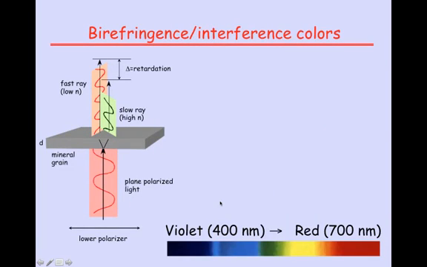So what's happening with birefringence? In anisotropic minerals, the light is passing through the lower polarizer and passing through the thin section. The mineral in the thin section is splitting light into a fast ray and a slow ray. And the difference in the distance that light is traveling between the slow ray and the fast ray is the retardation. And those have values in nanometers that correspond to those interference colors that we were looking at.